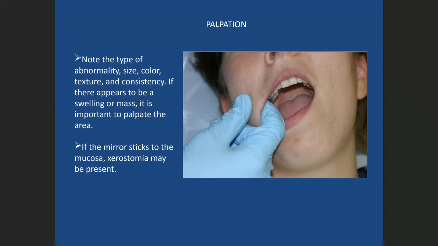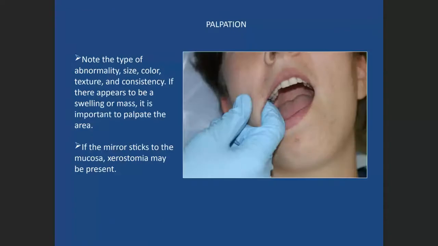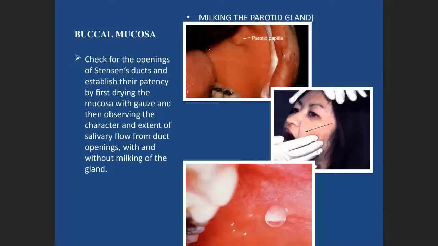Okay, and also you should do the palpation if you feel any kind of swelling is there, and same way you have to do bidigital palpation. One hand will be inside the buccal mucosa and other hand will be outside. And in people who have xerostomia or reduced salivation, the mirror usually doesn't stick to the mucosa, it is free flowing, but in a patient who has reduced salivation, the mirror will stick to the mucosa.